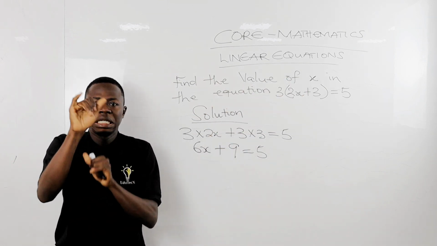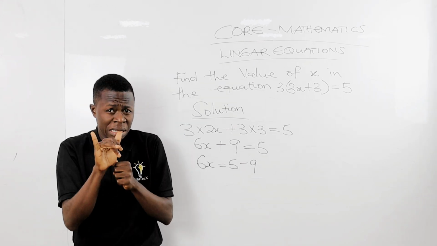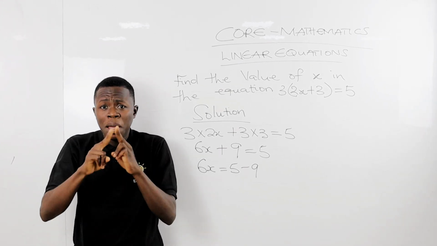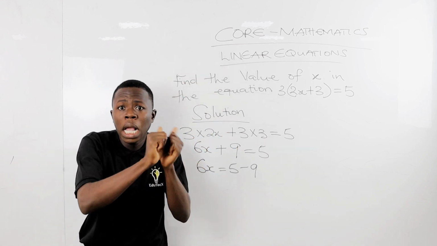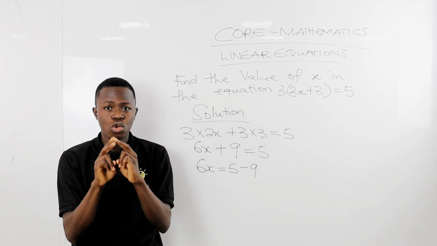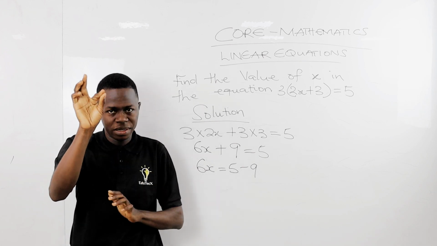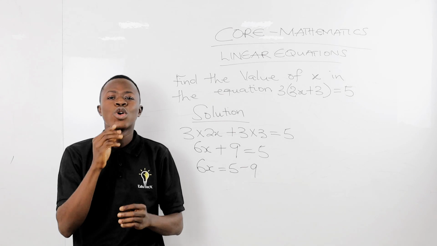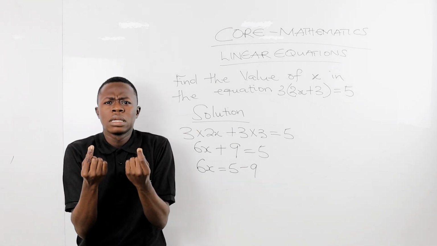Now 6x. Do we have another counterpart on the other side? No. So 6x will stay. Then we have 5 on the other side and 9. So we need to group them. So 9 will go to the other side and we are going to have 6x equals 5 minus 9. And in the previous lesson, we learned that if a number moves to the other side and it's positive, it changes and becomes negative. So that is why we have 9 now changing to become -9, because it has crossed the equal to sign to the other side.